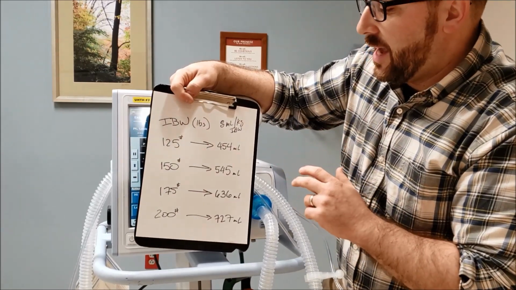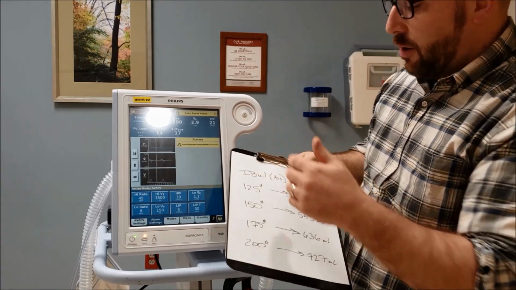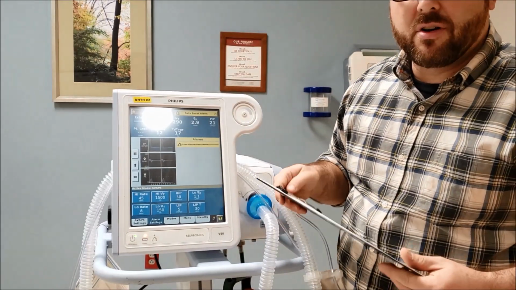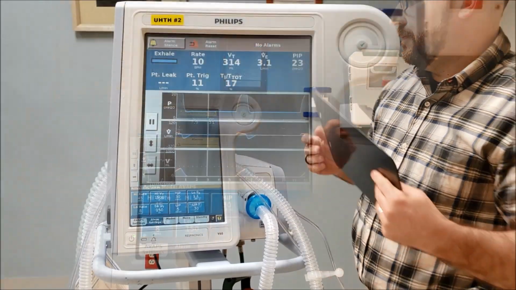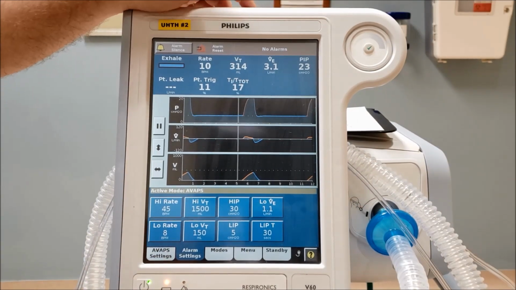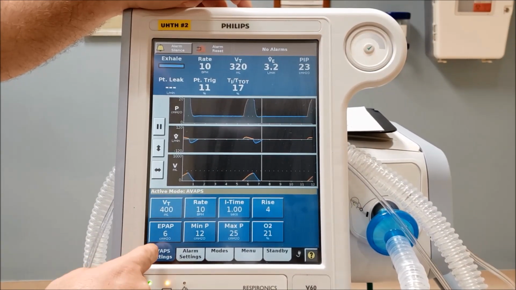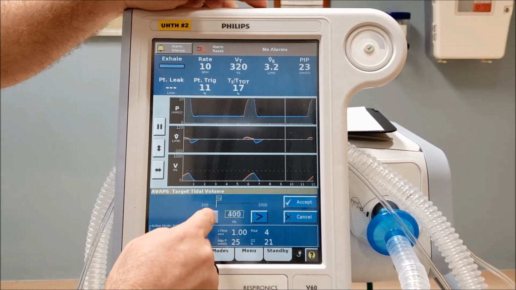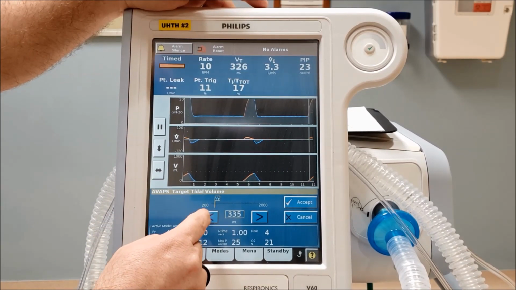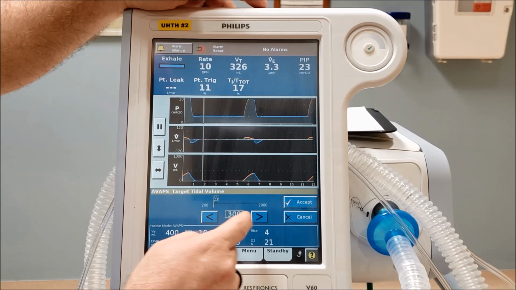But in this case today, we're actually going to put in a low tidal volume. So I'm going to put one in about 300 or so just for my test lung. Okay, so let's put in our settings. Right now I have it run on the test lung, but we're going to go in AVAPS settings. We see I have a tidal volume of 400. We're going to start at actually 300. We're going to go down with that.